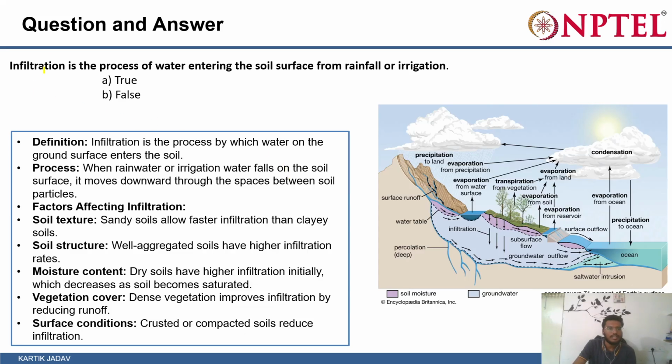Next question: infiltration is the process of water entering the soil surface from rainfall or irrigation. It is correct, right? The first entry of water into the soil is known as infiltration. So this is the correct answer, and this is the entire hydrological cycle that we have also discussed throughout all the required lectures, so I'm not going into detail.